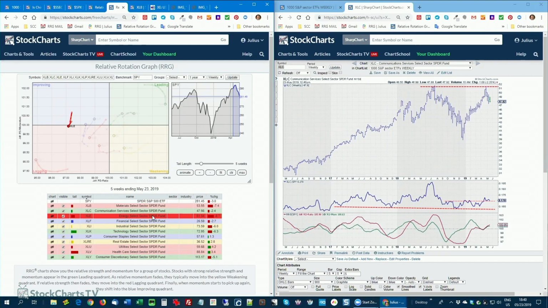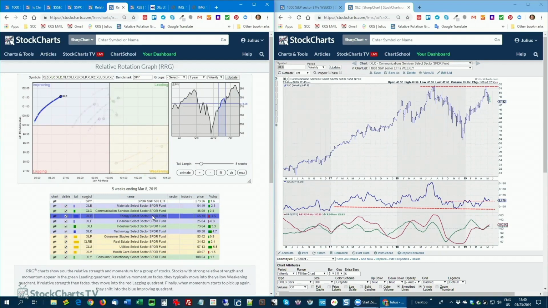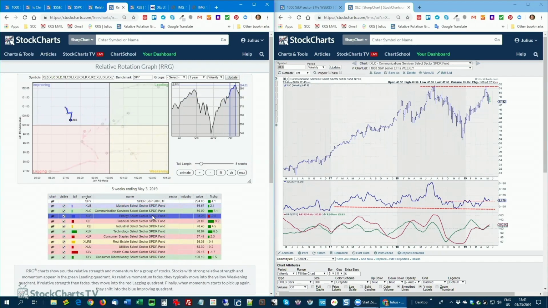Energy, very, very weak. If you see how that rotated, you see that was improving, but before it was even close to getting into the leading quadrant, it already started to roll over, and it's now on a track almost vertically down and inside the lagging quadrant. That's what we know is a very weak rotation.